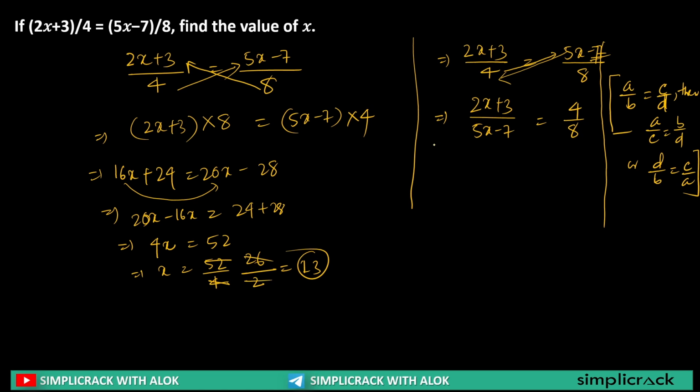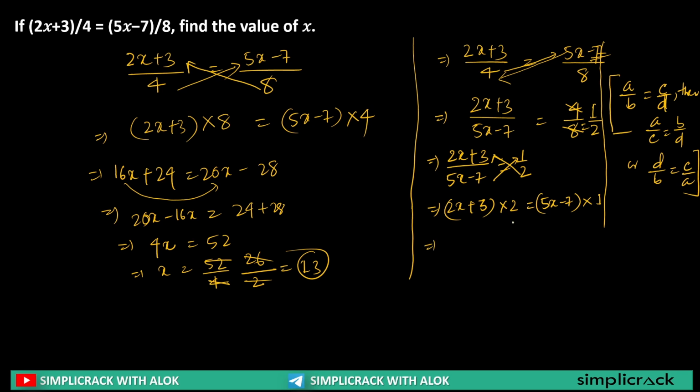Now in this question what will happen? Sir, 4 by 8 is given. Can we simplify it? Yes sir, we can simplify it. If we divide 4 by 4, we will get 1. If we divide 8 by 4, we will get 2. So the new ratio is 1 by 2. It can be written as 2x plus 3 divided by 5x minus 7 is equal to 1 by 2. So now 2 will be multiplied here, 5x minus 7 will be multiplied here. So it will be 2x plus 3 multiplied by 2 is equal to 5x minus 7 multiplied by 1.